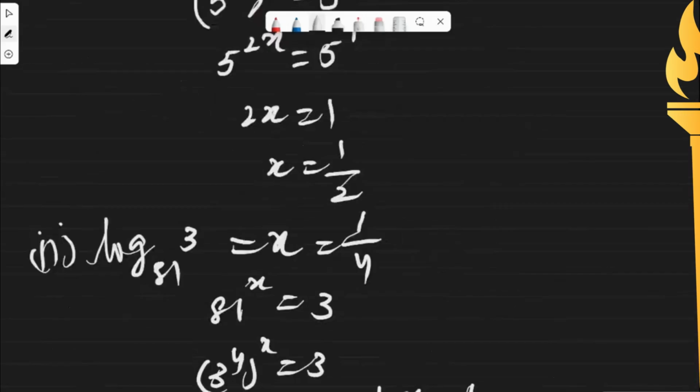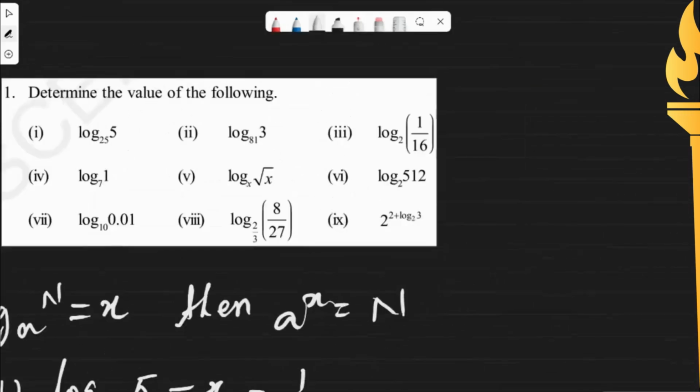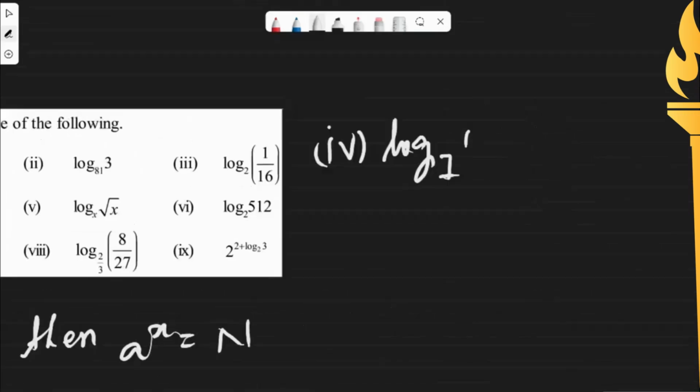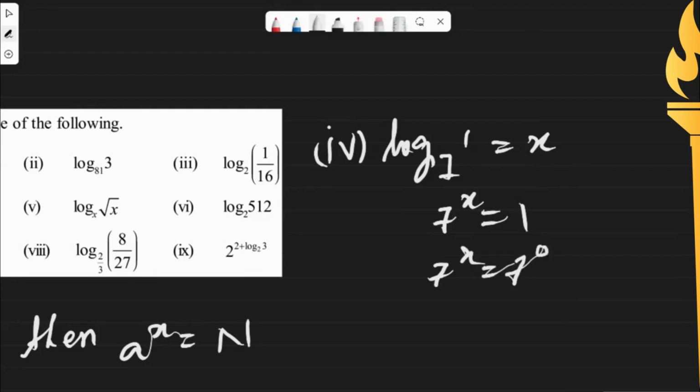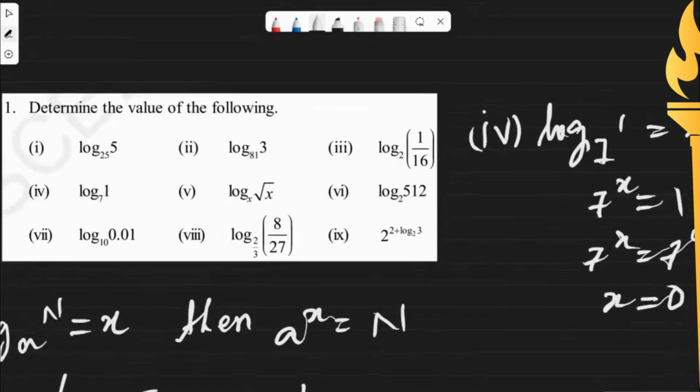What do we have for the fourth one? Fourth one is log 1 base 7. Let it be equal to x. 7 power x equal to 1. And we know anything to the power 0 is actually equal to 1. So 7 power x equal to 7 power 0. Bases are equal, equate powers, so therefore x equal to 0. Therefore log 1 base 7 is 0.